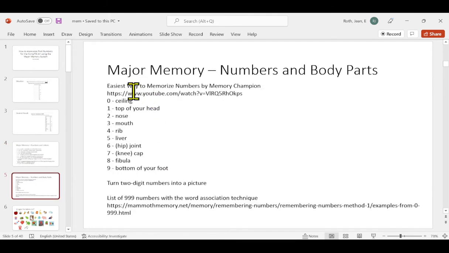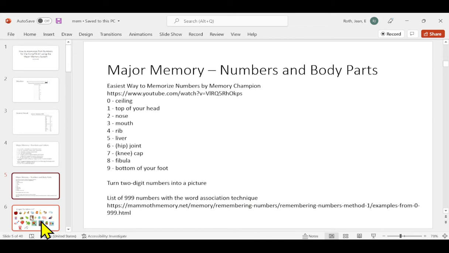And this is a link to a video that is helpful for learning those, and it emphasizes that 0 is the ceiling, 1 is the top of your head, 2 is your nose, 3 is your mouth, 4 is your rib, 5 is your liver, 6 is your hip joint, 7 is your kneecap, 8 is your fibula, and 9 is the bottom of your foot. So if you memorize those 10 things, then that can help you memorize many more things, and you can also springboard that by turning 2-digit numbers into a picture. And this is a link to a list of 999 numbers with the word association technique.